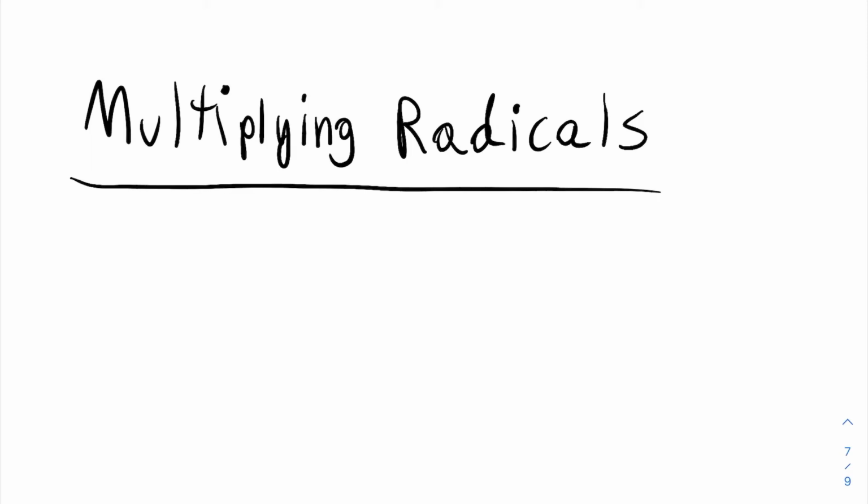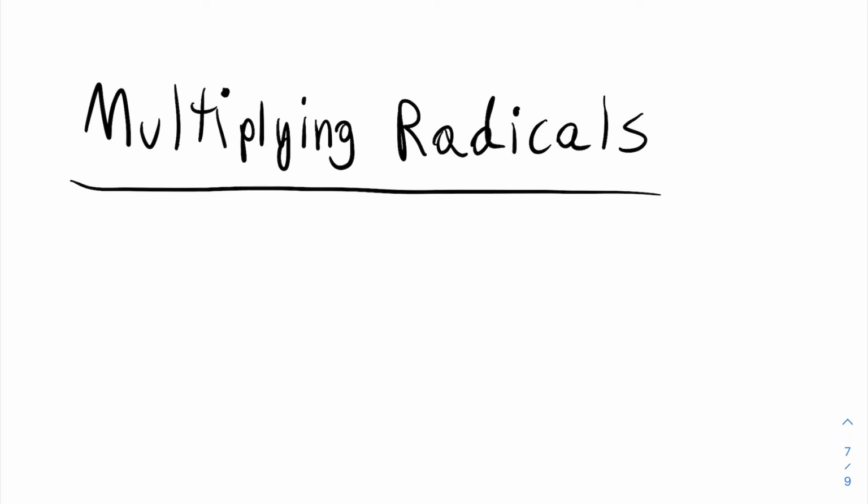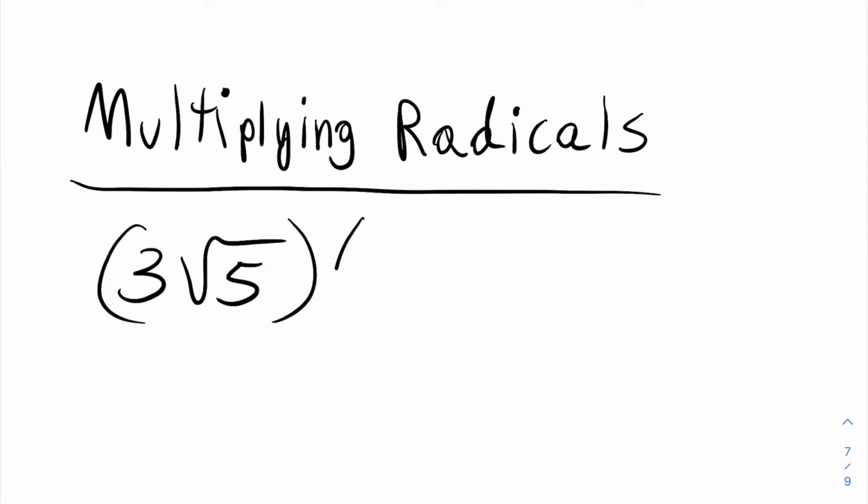We'll multiply radicals. To multiply radicals, let's say we're multiplying a single radical expression by another radical expression. So let's say we're doing 3 square roots of 5 multiplied by 7 square roots of 10. Let's say this is what we're multiplying.